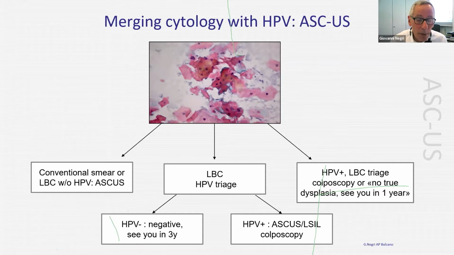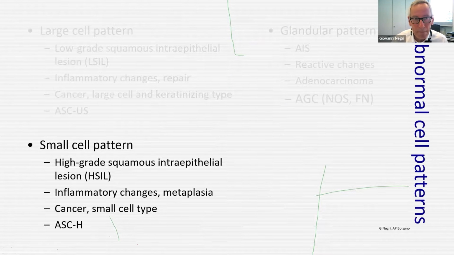And it's going to be even more granular in the future with the introduction of extended genotyping. For example, if you have a positive HPV 16, you're probably going to send the woman to colposcopy anyway. But if the HPV is a less aggressive type, for example 68, then you are probably telling the woman that 1 year is going to be enough. So it's going to change and it's going to be far more granular and interesting.